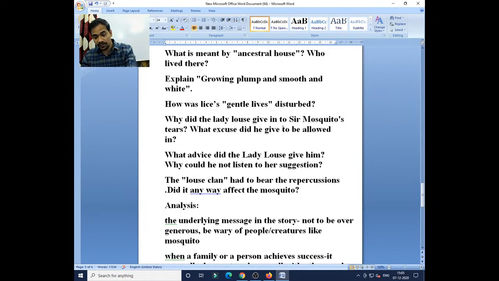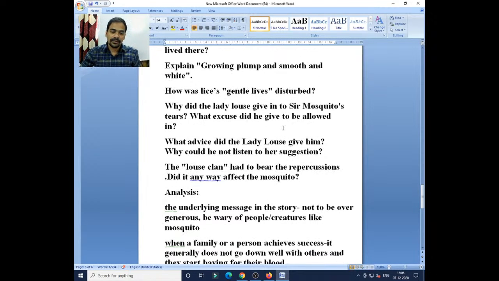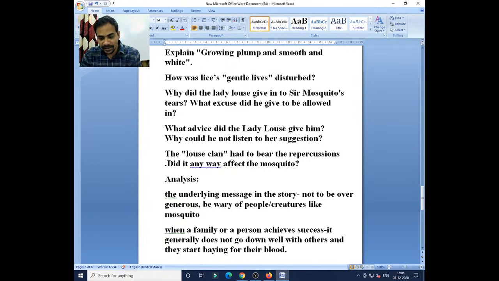Why did the lady louse give in to the mosquito's tears? What excuse did he give to be allowed in? What advice did the lady louse give him? Why could he not listen to her suggestion? See, all these are the things that we are going to discuss in the poem tomorrow, because line by line I am going to teach you, and this is a very beautiful poem.